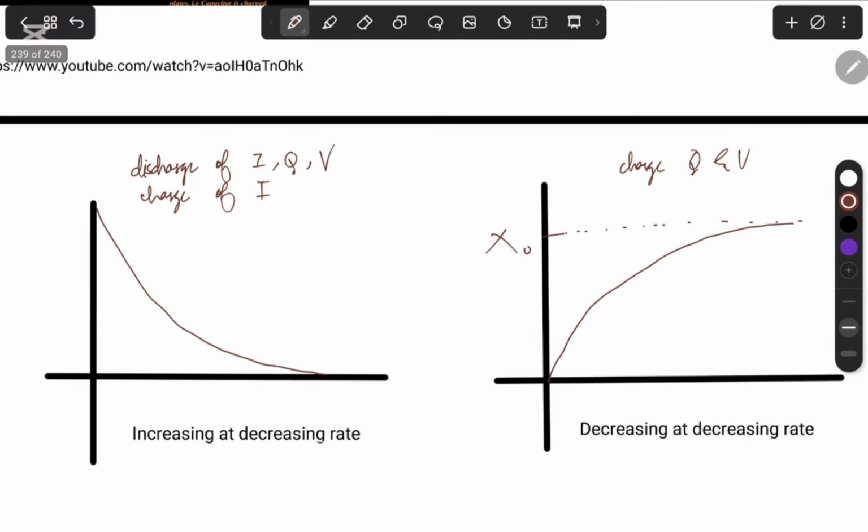Now the way you describe these graphs is that this type of graph is increasing at a decreasing rate, and this one is decreasing at a decreasing rate. So that's how we describe these graphs. I'm sure you're familiar with this. We studied this in the kinematics chapter as well.